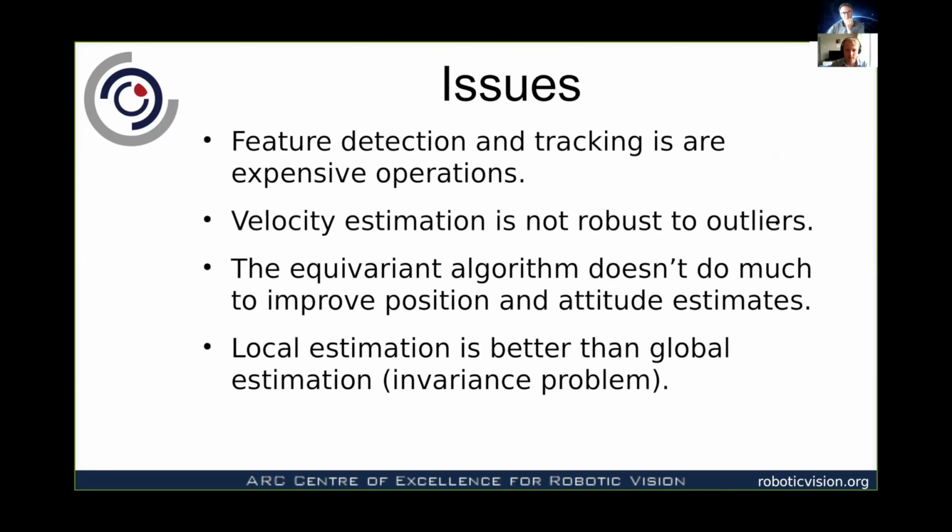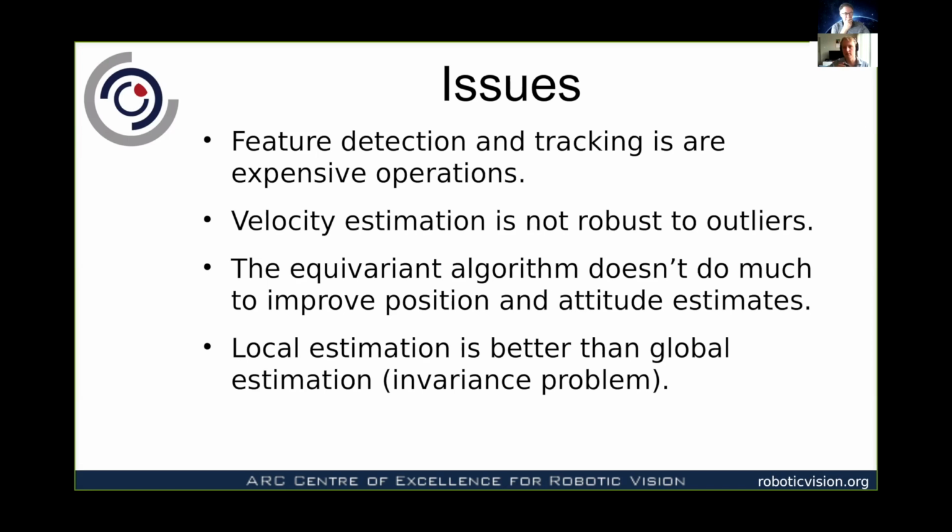Velocity estimation: the velocity estimator we've got is not very robust to outliers. This is the problem Rob talked about before. We're using at the moment a reasonably traditional algorithm for the velocity estimation, and it doesn't respond well to features that are tracked very badly. Then the equivariant algorithm, the actual algorithm that we've developed, doesn't do as much as we'd like it to improve the position and attitude estimates. But as to the fourth point, this has really got to do with the gauge and variance problem that Rob talked about before.